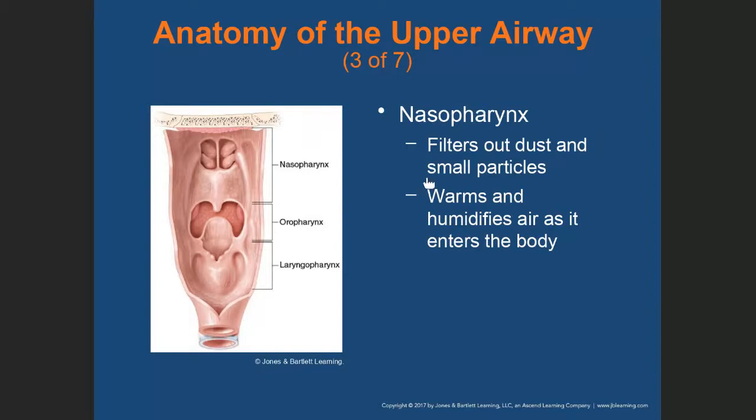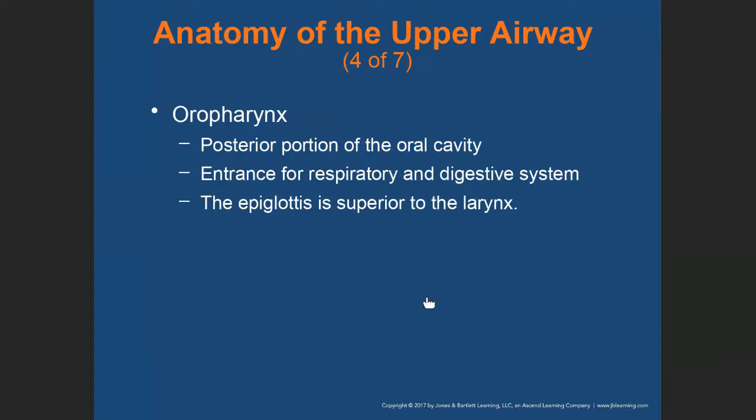The nasopharynx filters out dust and small particles, warms and humidifies air as it enters the body. The oropharynx is the posterior portion of the oral cavity, the entrance for the respiratory and digestive system. The epiglottis is superior to the larynx.